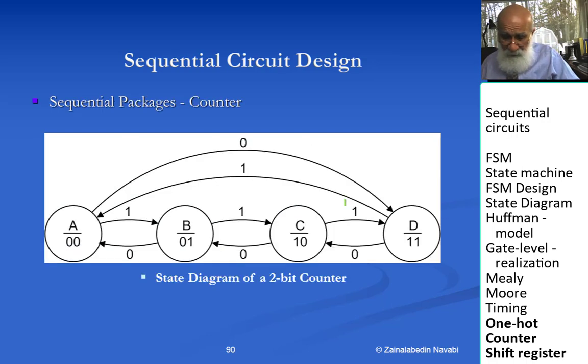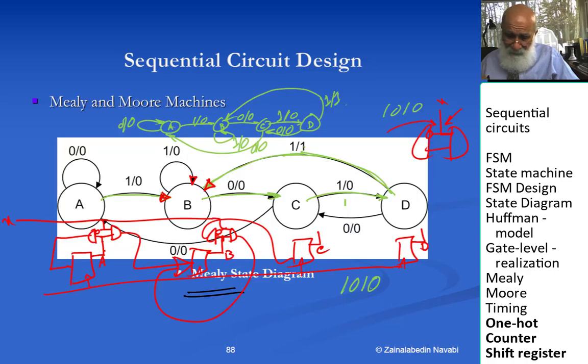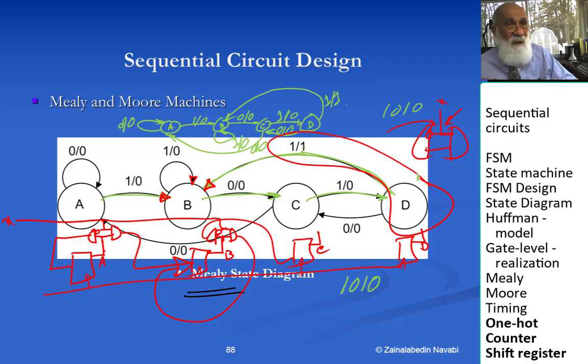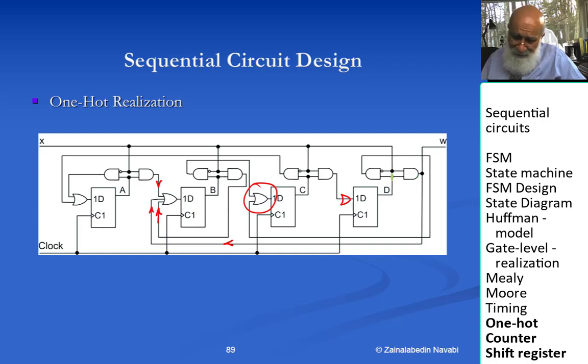Where does my output come from? I'm sorry, I keep going back to that. Where does my output come from? Well, when I'm in state D, my output is 1 if my input is 1. And therefore, if I'm in state D, if my input is 1, this is my input. See? If I'm in state D, if my input is 1, my output is 1. And therefore, this AND gate becomes the output of my circuit. And this is called one-hot implementation.